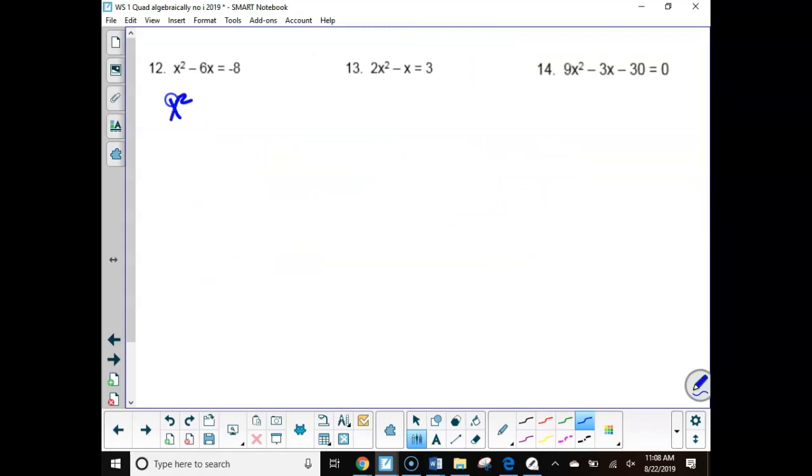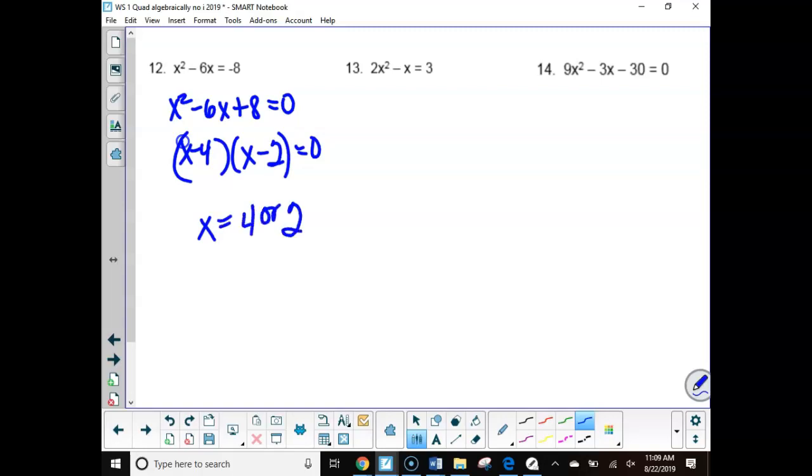Can I skip this one, or is it different? I don't think that's hard, is it? Minus 4 and minus 2. I'll write it down so you have it in your notes, but we good? I added the 8 over to the other side first. All right, what do you want to do first on the 13 then? Subtract the 3 over.